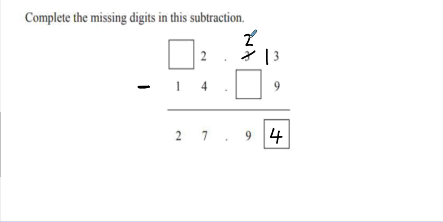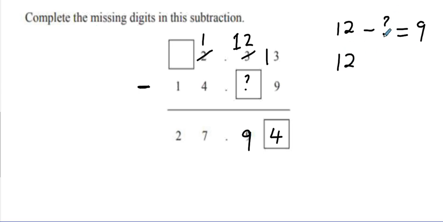Okay. 2 minus which number equals 9? So you have to take 1 from 2. Here remains 1, and this number becomes 12. Now do some simple calculation. 12 minus unknown should be equal to 9. Now 12 minus which number equals 9? So that will be 12 minus 3. 12 minus 3 equals 9. So the number here will be equal to 12.